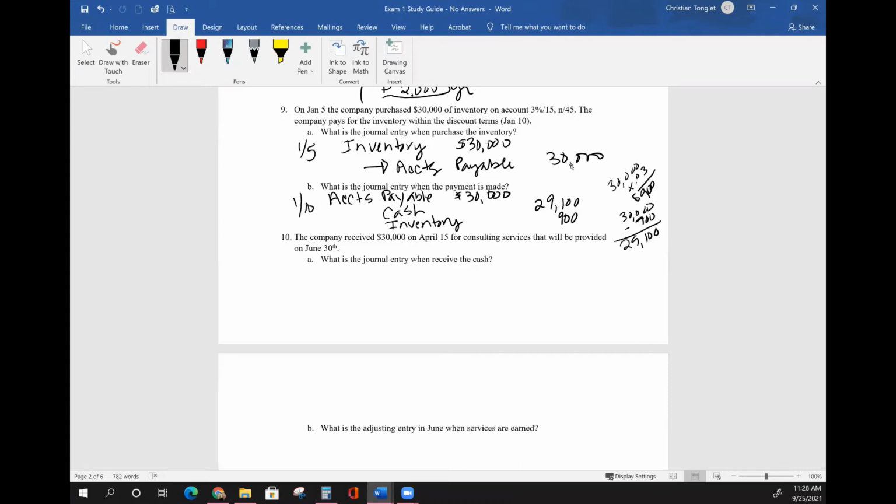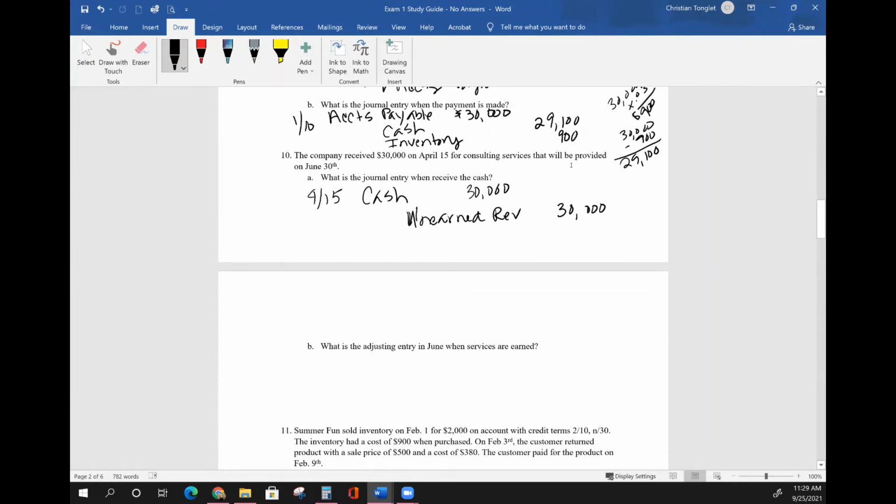Well, when we receive the cash, we have to put it into our bank account. So on 4/15, it wants to know the journal entry when I receive it. So I'm receiving cash. I need to put that in my cash account so that way when I do my bank reconciliation, it balances because I have the money. But I don't want to record the revenue just yet because I haven't provided the service. So it's going to be unearned revenue, consulting services, or whatever the account is called. We just need to put it as unearned revenue. And that's for the full 30,000 because we haven't provided anything yet.